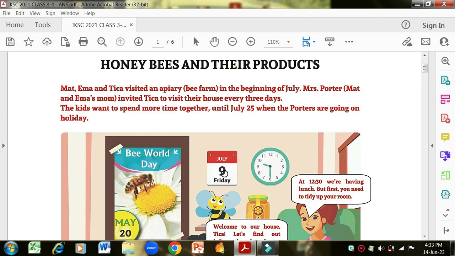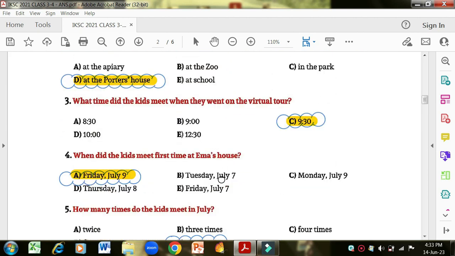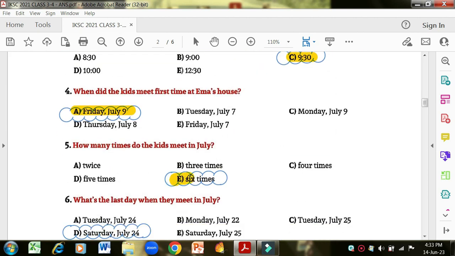Third visit will be on 15, then 16, 17, 18. The fourth visit will be on 18th. Then 19, 20, 21. The fifth visit will be on 21st. Then 22nd, 23rd, and 24th. And the sixth visit will be on 24th. So the correct answer is 6 times. If you count them, it's 6 times. You have to count 9th July also. After leaving three days each time, it becomes 6 times. The kids meet 6 times in July.